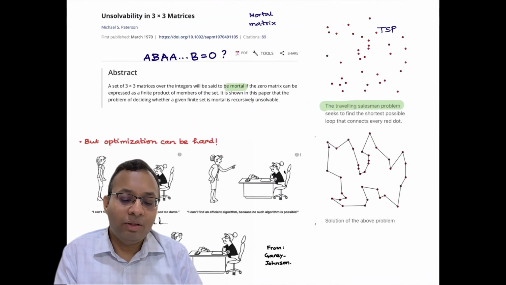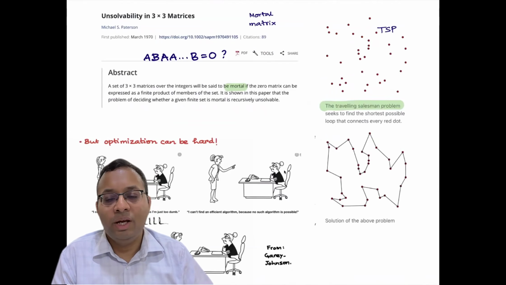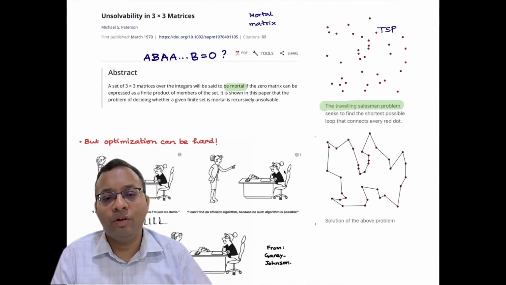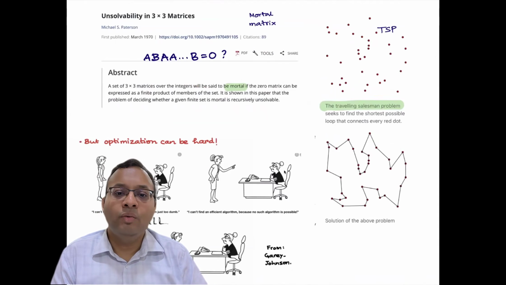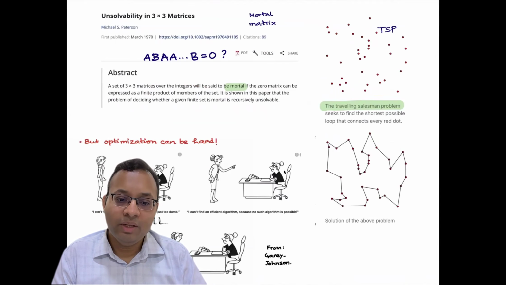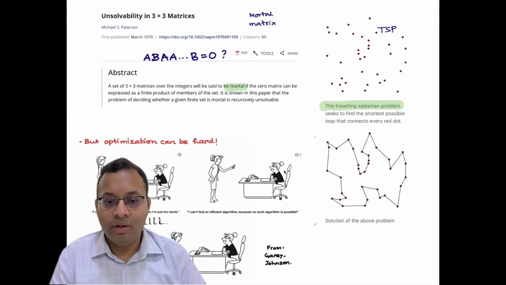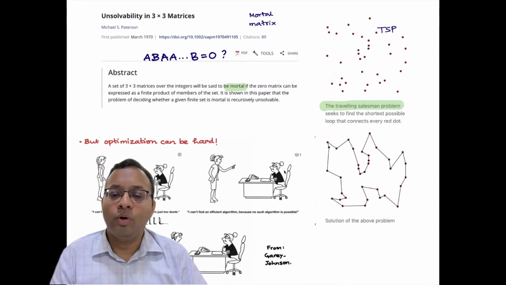Think of maybe you came across these two questions. You are dealing with some machine learning question and it has some matrix multiplication question. And you came across this question that you want to find whether, given just 3 cross 3 matrices A and B, there is a sequence of products of A and B which leads to 0. This is called the mortal matrix problem. Or you can come across a question like TSP, where you are given some dots and your goal is to connect all the dots in the shortest possible loop. But both these questions are hard.